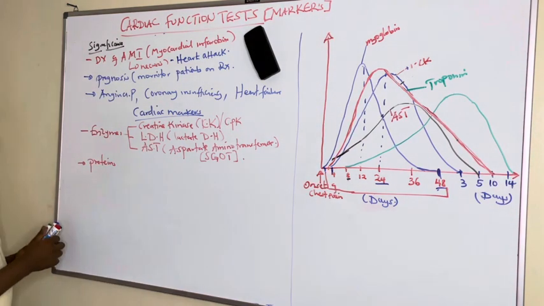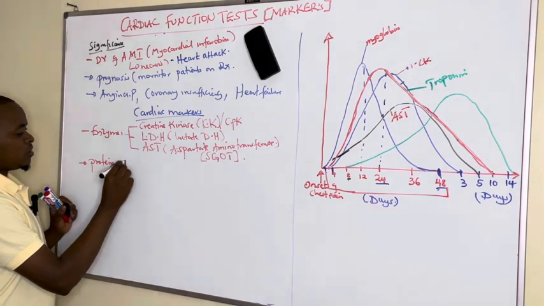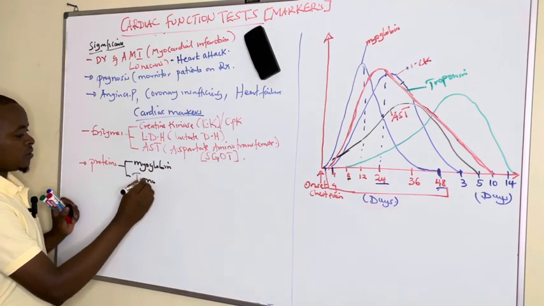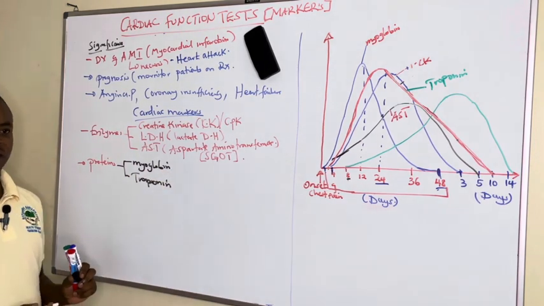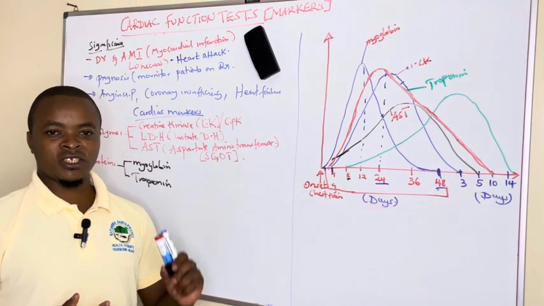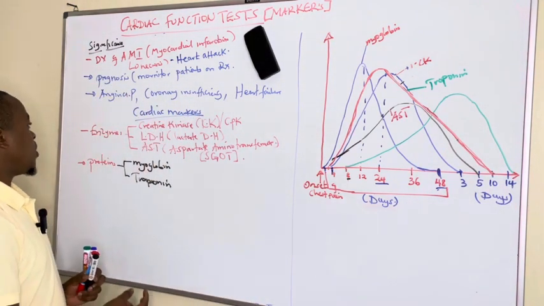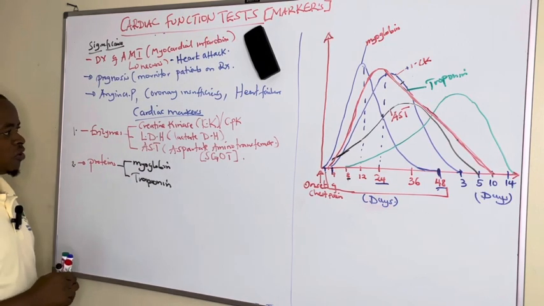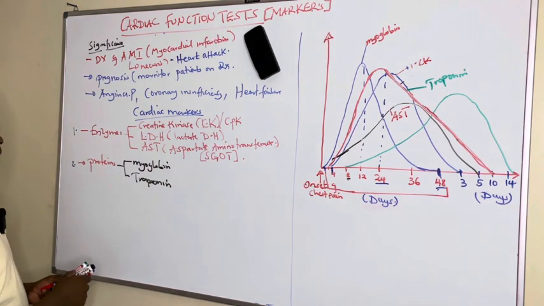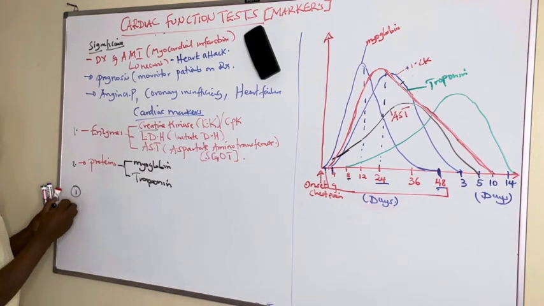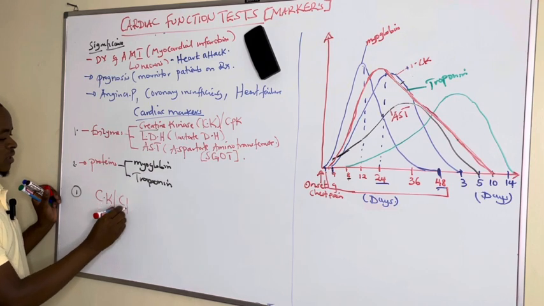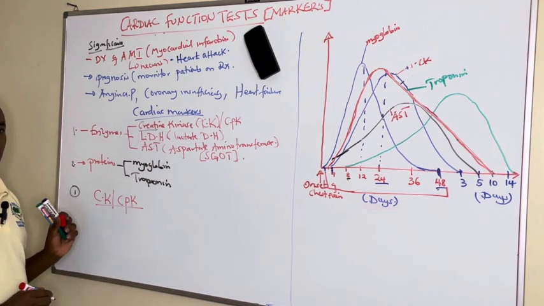Then the proteins include, majorly, myoglobin and troponin. These two are the major proteins that we monitor in cardiac markers, whereas for the enzymes, there are three: creatine kinase, lactate dehydrogenase, and aspartate aminotransferase. In our discussion, we are going to begin with enzymes, then we shall end with the proteins. Number one, we are going to begin with creatine kinase, or CPK, creatine phosphokinase, which is a cardiac marker.